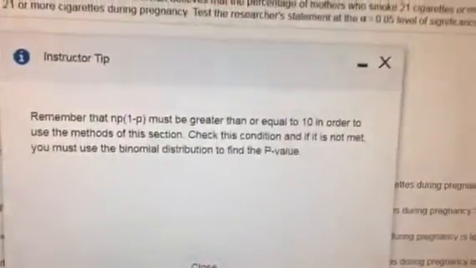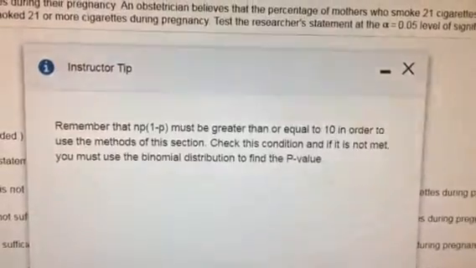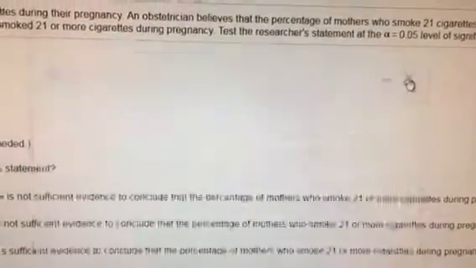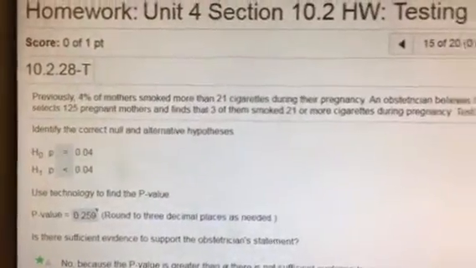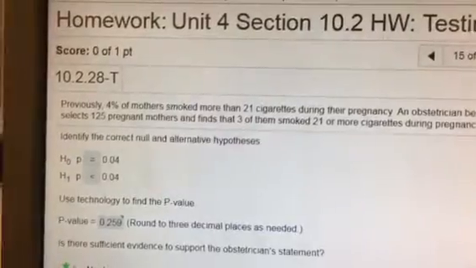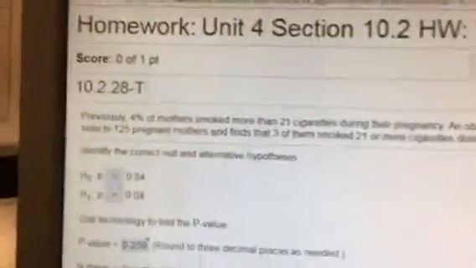So you have to make sure that you do this. If the variance is greater than 10, then you can use the method we've been using. If it's less than 10, you have to use a different method. So this problem is going to be one that you have to use a different method. So I'm going to show you this.